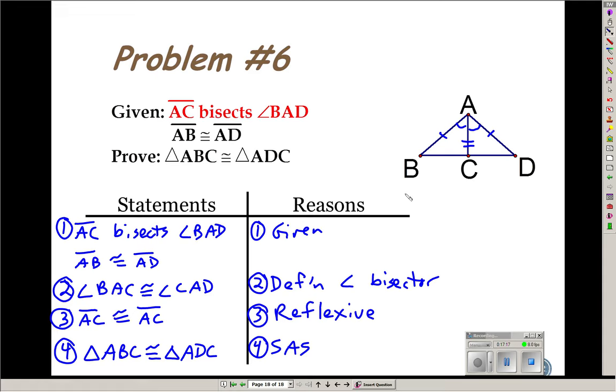Now once the triangles are congruent, even though we're not worried about it yet, we can also say that all of the remaining parts are congruent. So segment BC is congruent to segment CD. Angle B is congruent to angle D, and angle ACB is congruent to angle ACD. So I know that all those other corresponding parts are also congruent. I didn't need that here, but I can understand that that is true once the triangles are congruent.